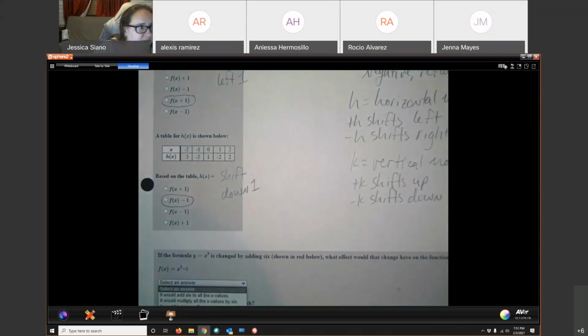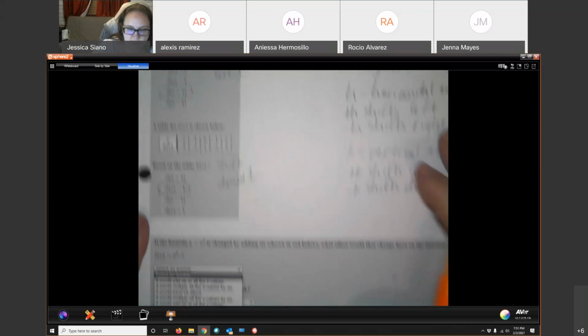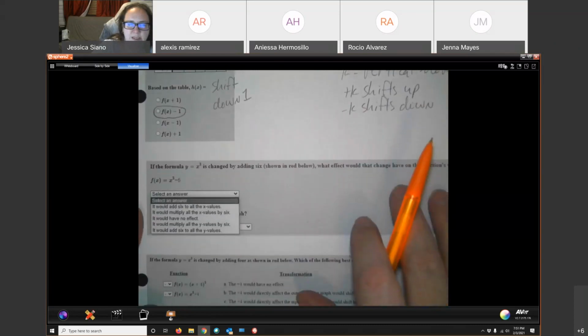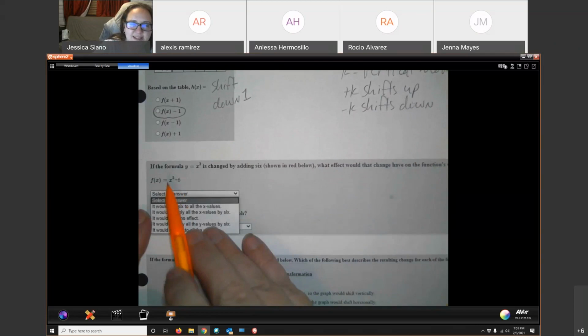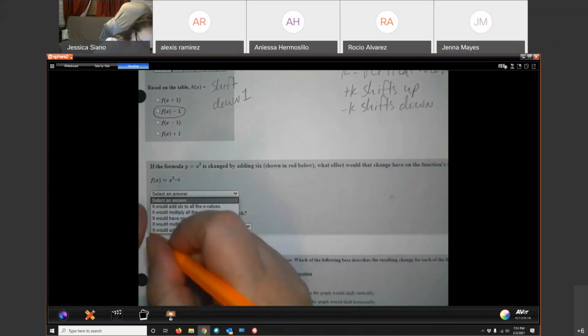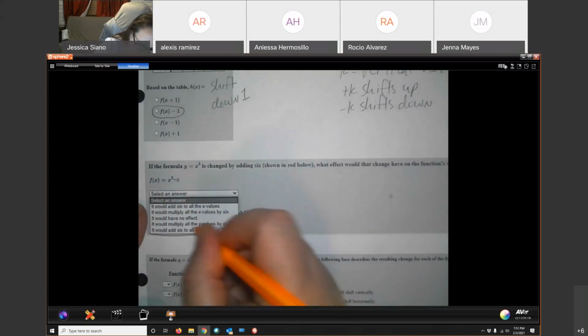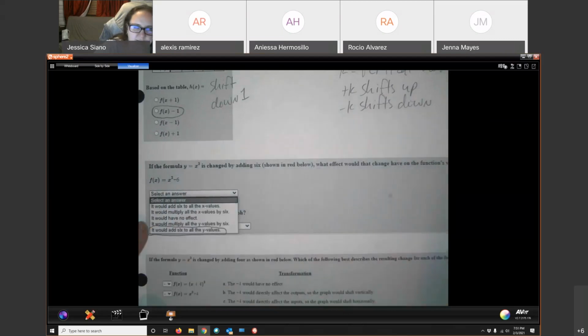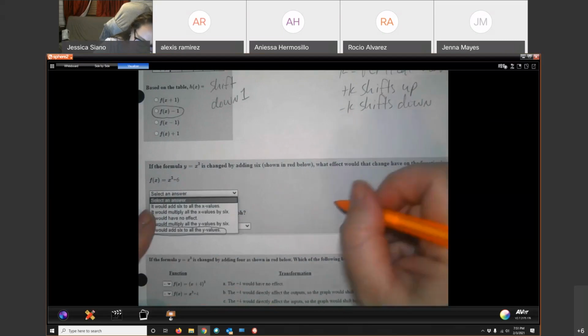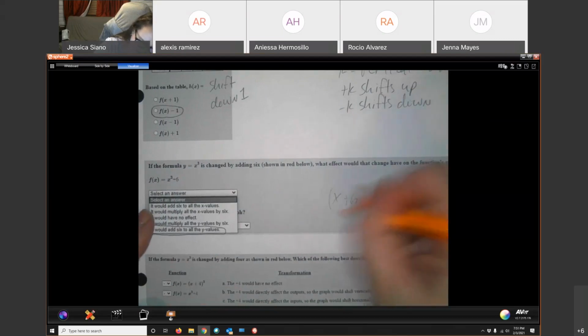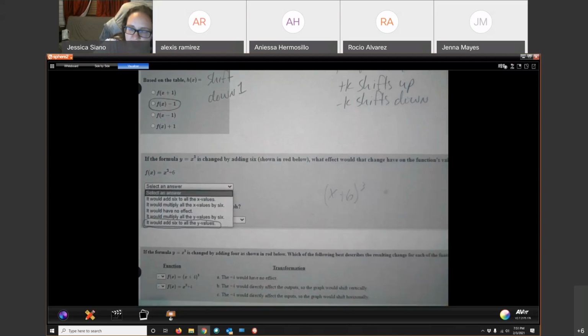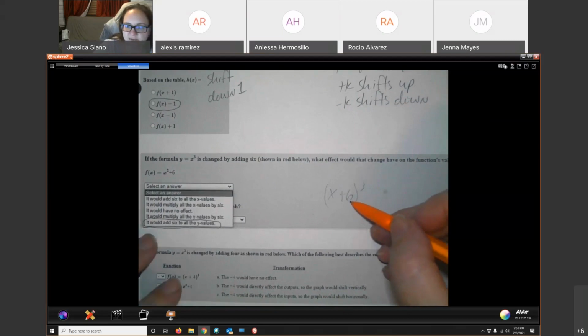So anything on the inside of the parentheses affects the graph horizontally, and anything on the outside of parentheses, or if there are no parentheses, affects the graph vertically. Okay? So having said that, since this +6 is outside of parentheses, that means that it would add 6 to all the y values. Now, had it been something like this, that would affect it horizontally. And remember, the inside does the opposite. So this would actually subtract 6 from all the x values.